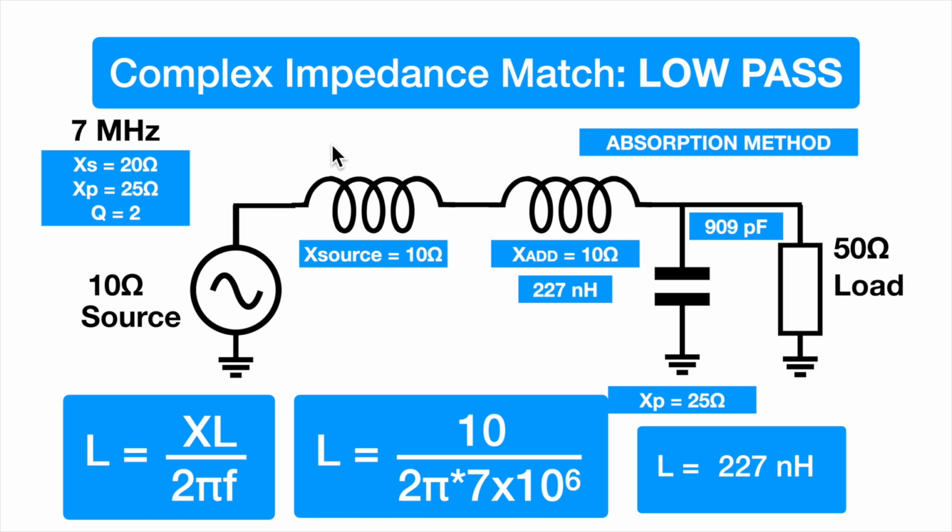And what we're doing is absorbing, that's why it's called this, this 10 ohms of inductive reactance within our matching network. So we're killing two birds with one stone, as the saying goes. We're doing the match that we want to do, but we're also absorbing this pesky reactive element that we have as well. So very clever. And that's the absorption method.